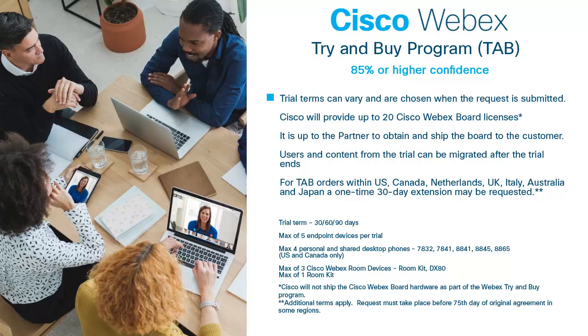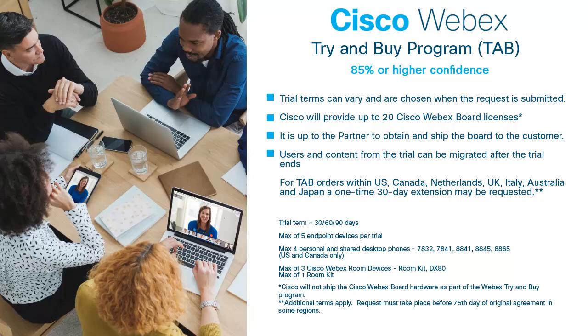The Try and Buy program allows users to test out IP phones, room kits, and the DX80, along with various Webex services. Pro Pack is not a part of the services trialed in this program. Cisco will provide up to 20 Cisco Webex board licenses for partners that would like to provide the Cisco Webex board hardware as part of a single trial. The Cisco Webex board licenses are available so that customers may experience the full spectrum of device types that Cisco has to offer, but it is up to the partner to obtain and ship the board to the customer.